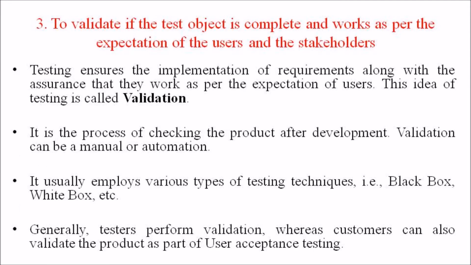And the third point is to validate if the test object is complete and works as per the expectation of the user and the stakeholders. The testing ensures the implementation of requirements along with the assurance that they work as per the expectation of the user. This idea of testing is called validation. It is a process of checking the product after development. Validation can be manual or automated. It usually employs various types of testing techniques like black box testing, white box testing, etc. Generally the tester performs validation, whereas the customer can also validate the product as per user acceptance testing.